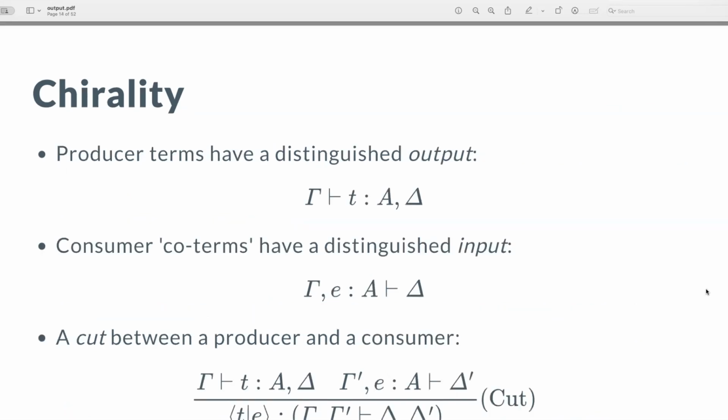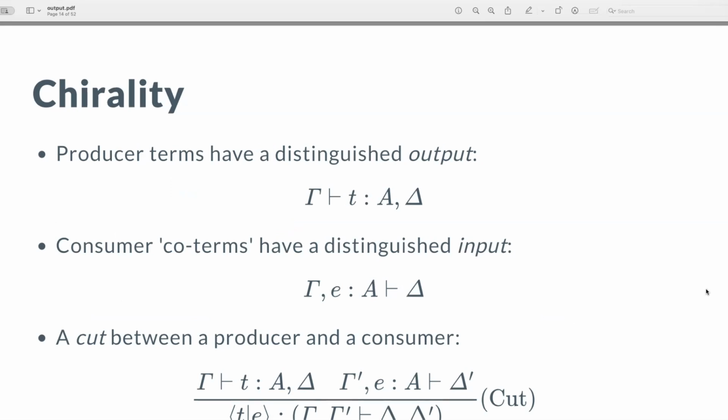However, System L, or mu-mu-tilde, has an alternative representation, where instead of a single judgment for terms, we split it into three. This is what chirality is. So we have things which have a distinguished output: in context gamma, we output t of type A, or something in context delta. Or we have a distinguished input.